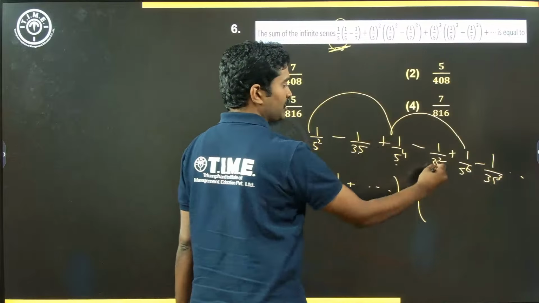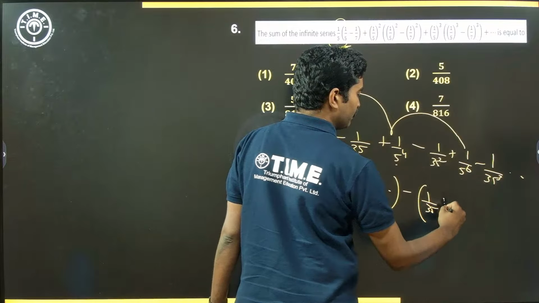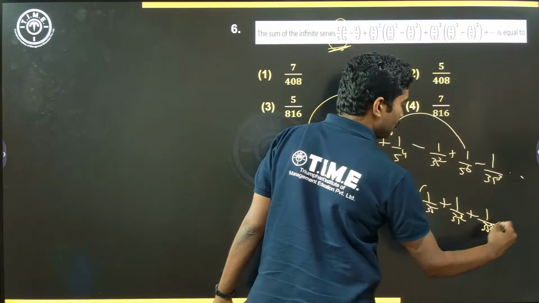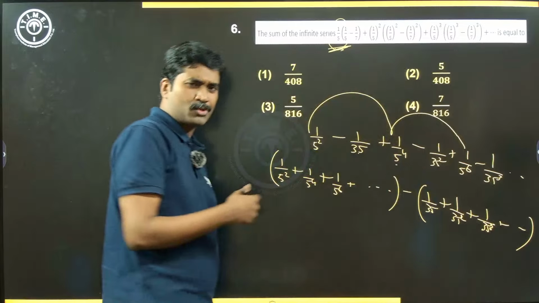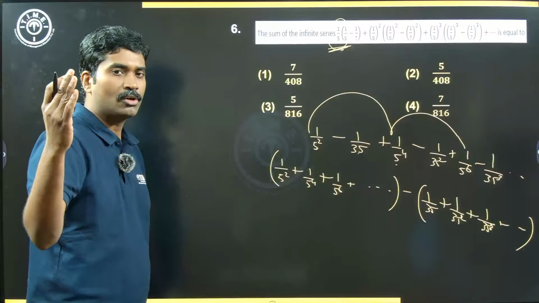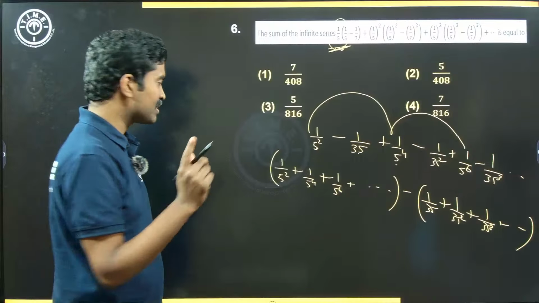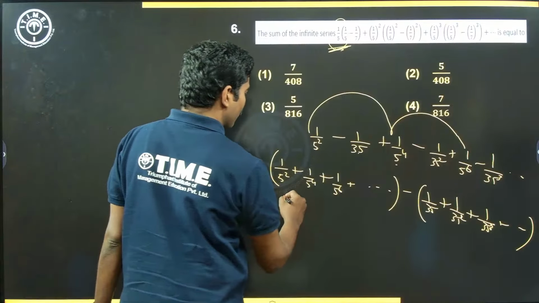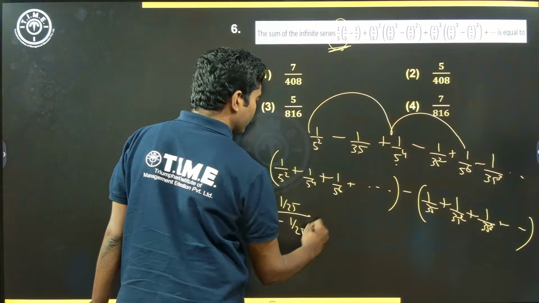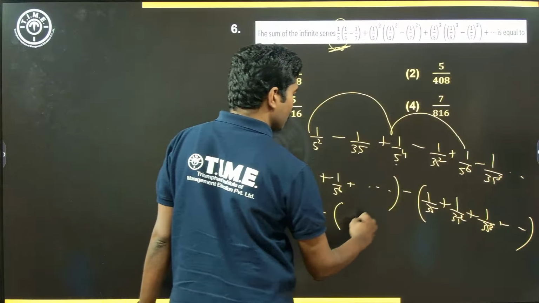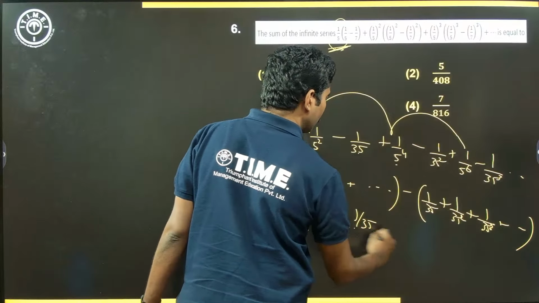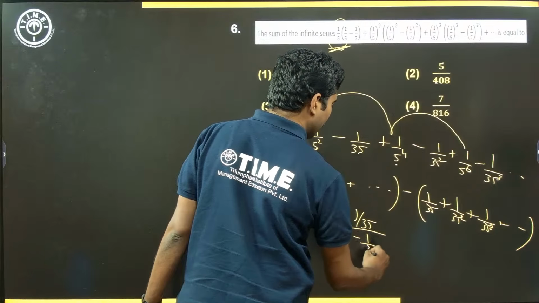Minus, how about these terms? 1 by 35 plus 1 by 35 square plus 1 by 35 cube plus so on. Now we know how to deal with infinite GPs, right? A plus AR plus AR square plus so on is equal to A by 1 minus R. So what is this? 1 by 5 square, that is 1 by 25, by 1 minus 1 by 25. Similarly, minus 1 by 35 by 1 minus 1 by 35.